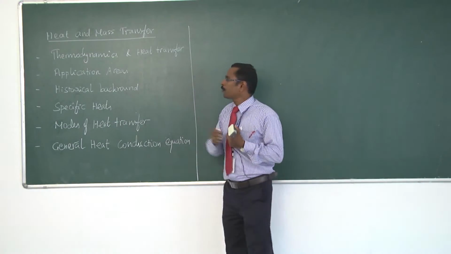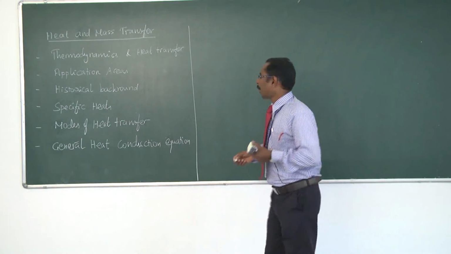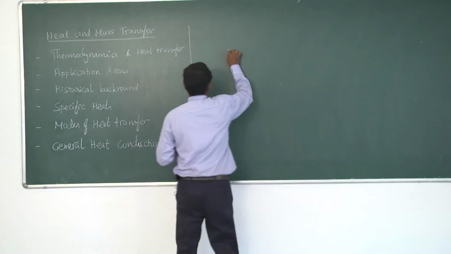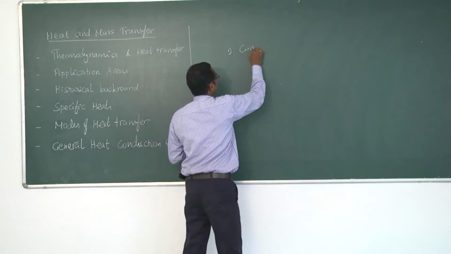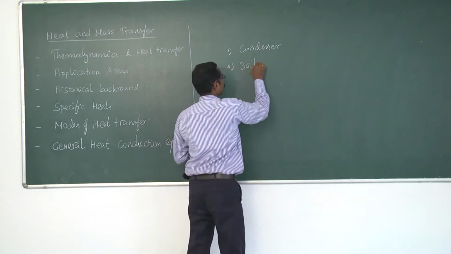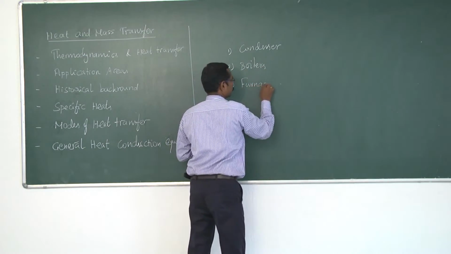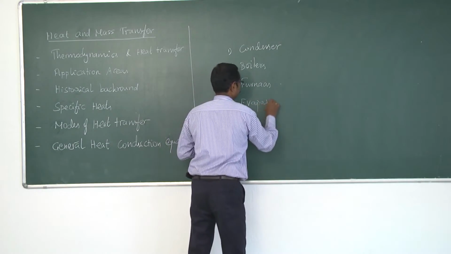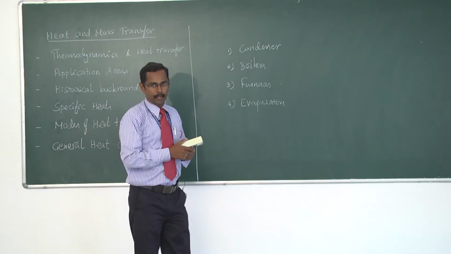Now we have to see some important application areas in heat transfer. I would like to give a very good example for the application area. First one is heat exchangers and condensers, boilers, furnaces, evaporators. These are all very good examples of heat transfer areas.